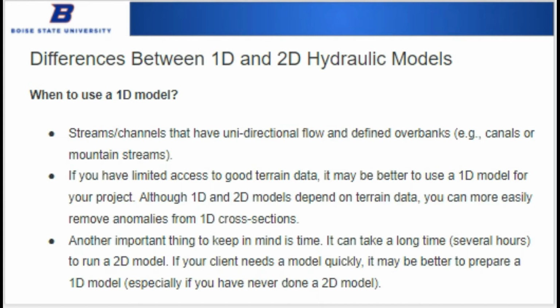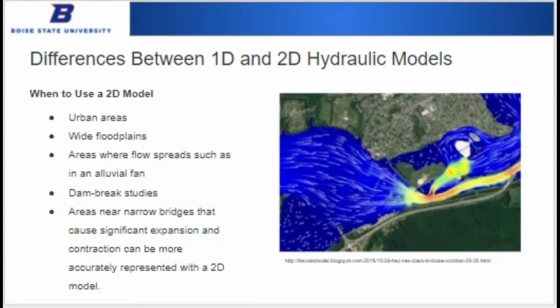But on the other hand, if you are excited by the images that a 2D model could produce and you are wondering when you could use those, urban areas are important. So on the right, this is an image of a velocity HEC RAS model in Boise, Idaho. You can see the terrain data in the background with the city. And then the velocity, the blue is the highest velocity to the red, which is the slowest.